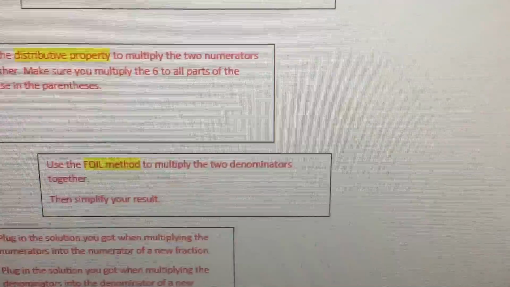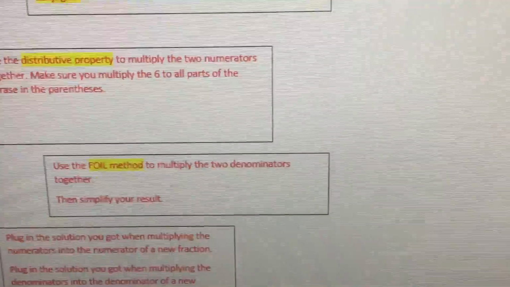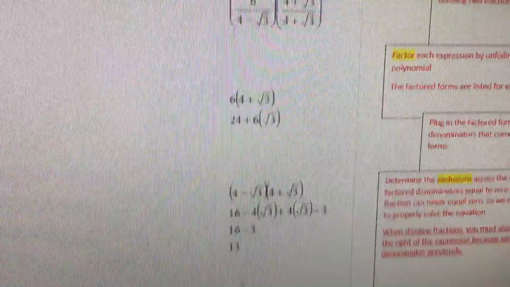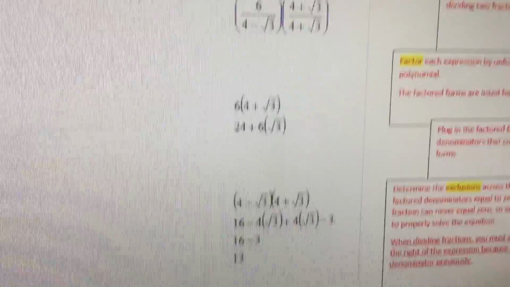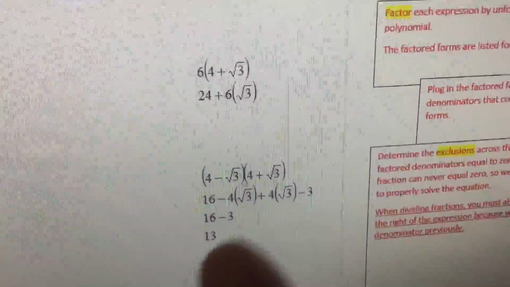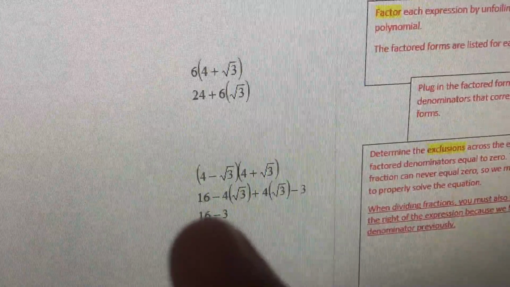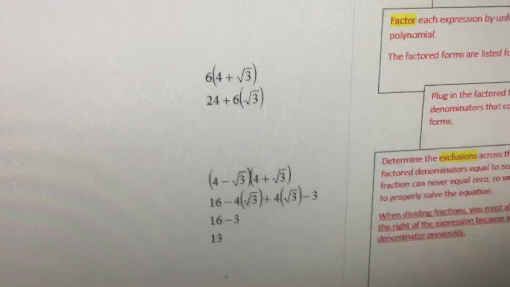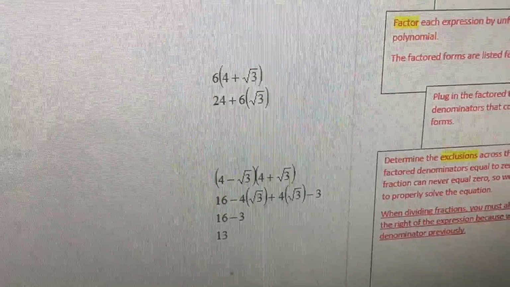Next, we use the FOIL method, as we did last time, first, outer, inner, last, to multiply the two denominators together. Then simplify your result. So the two denominators, we multiply 4 minus root 3 times 4 plus root 3, and we simplify that: 16 minus 4 root 3 plus 4 root 3 minus 3, and we eventually get 13 because the 4 root 3's cancel each other out.